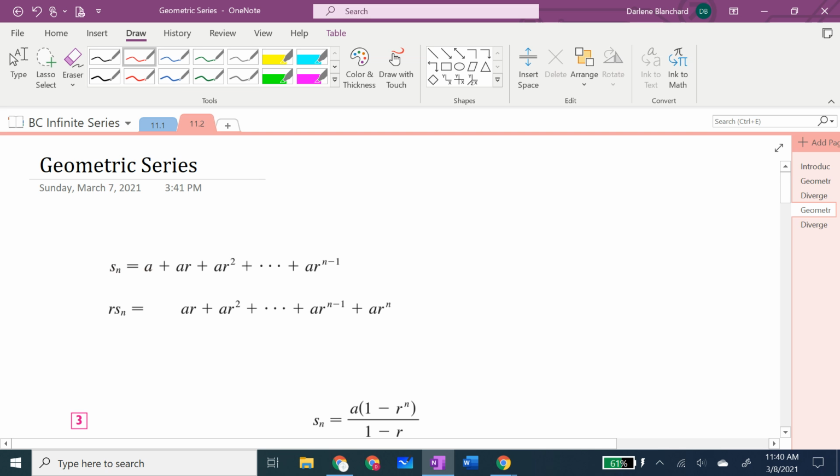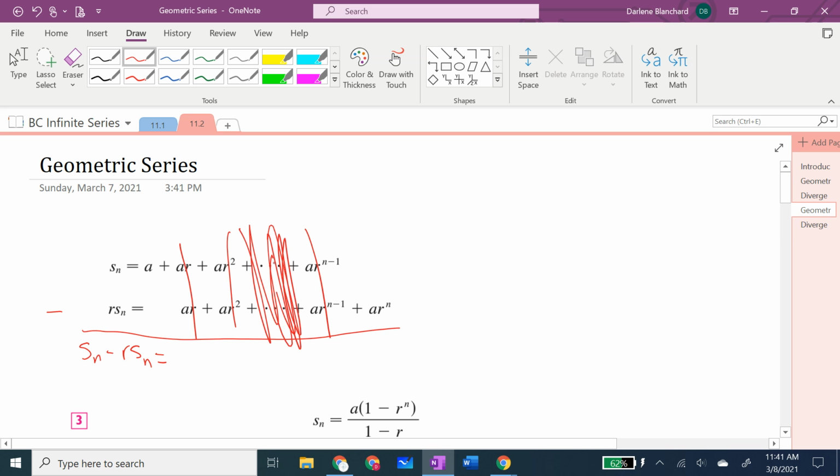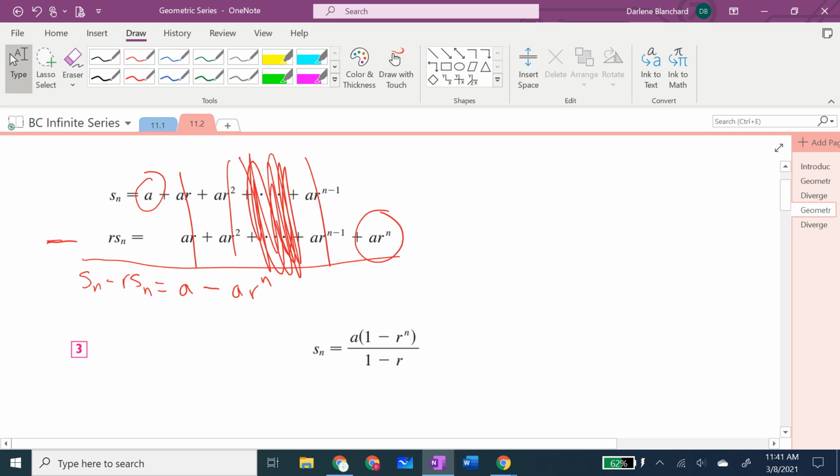We multiplied both sides by R, and then we subtracted the two equations to get, on the left side of the equation, that subtraction, and on the right side, we got a whole bunch of cancellation. Everything in between, gone. And we are left with A minus A times R to the n. And then isolating S sub n got us this formula.